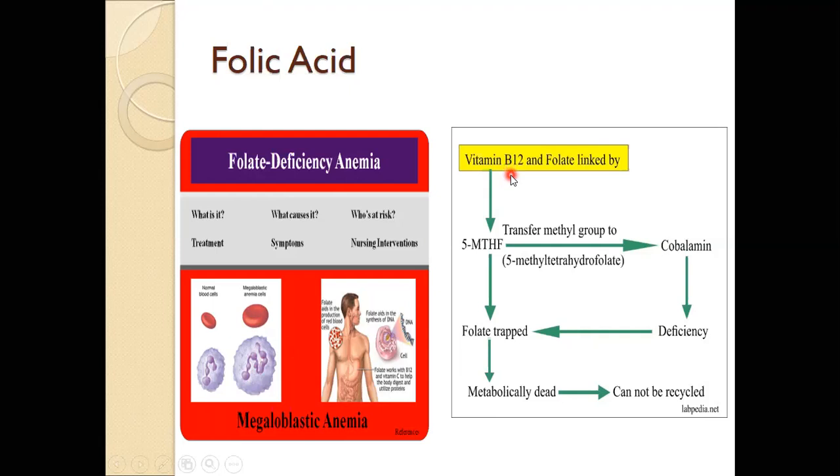As we can see here, vitamin B12 and folic acid, their metabolism are linked together. So both are important for each other. So if one has a folic acid deficiency, there may be vitamin B12 deficiency and so on. So both are linked in the metabolism.